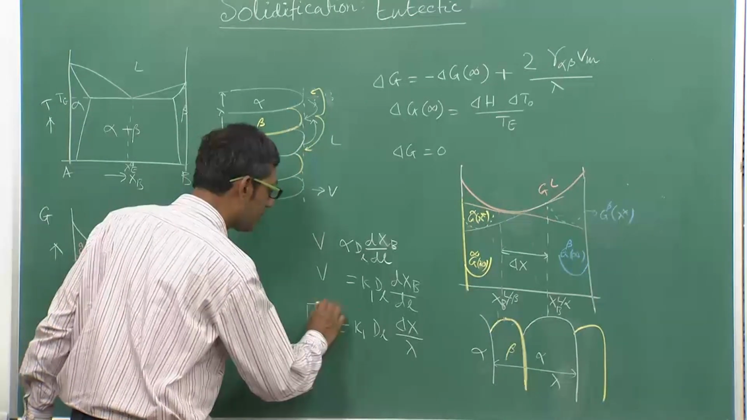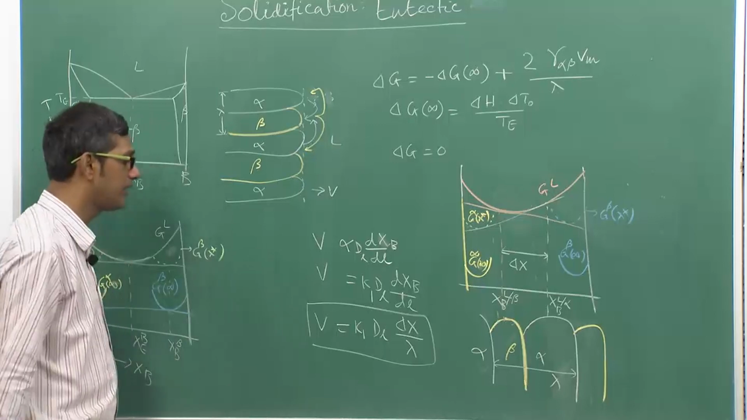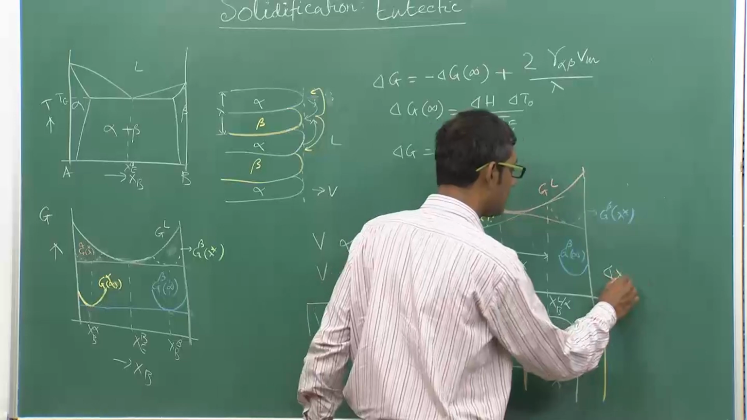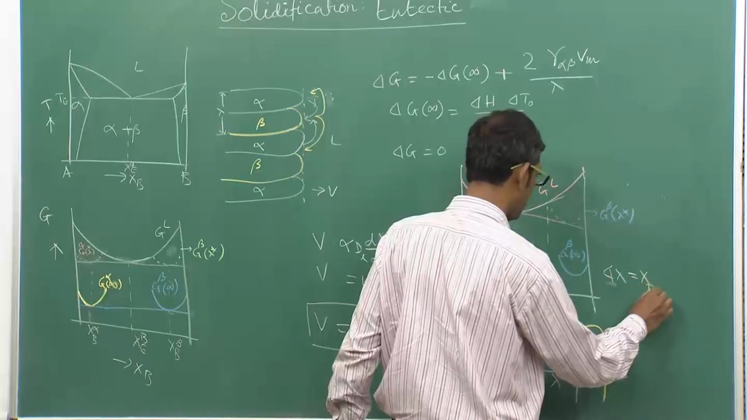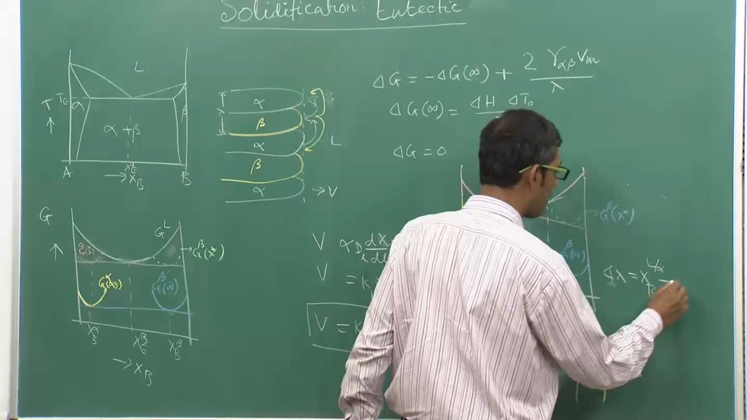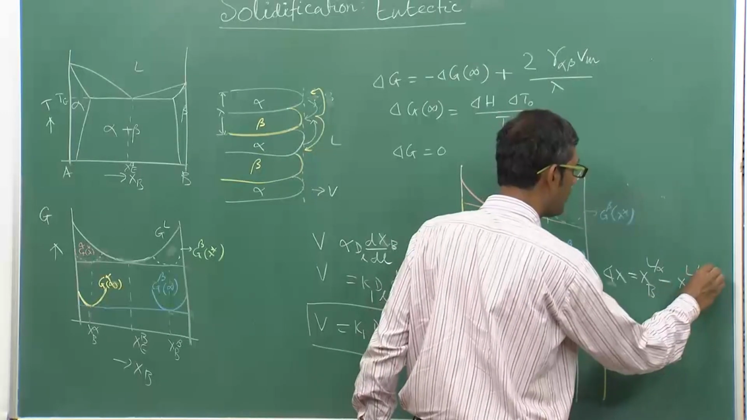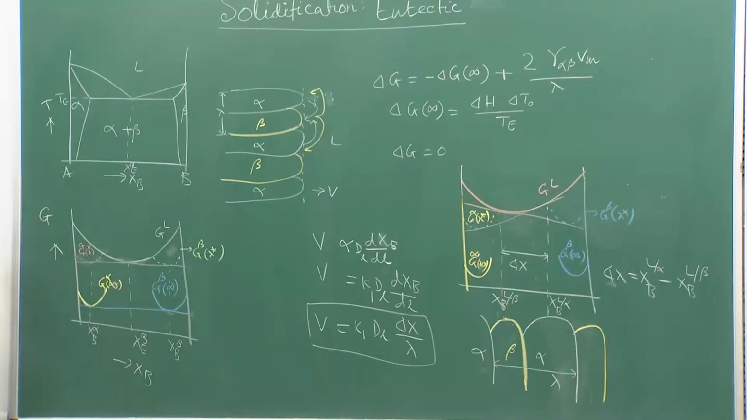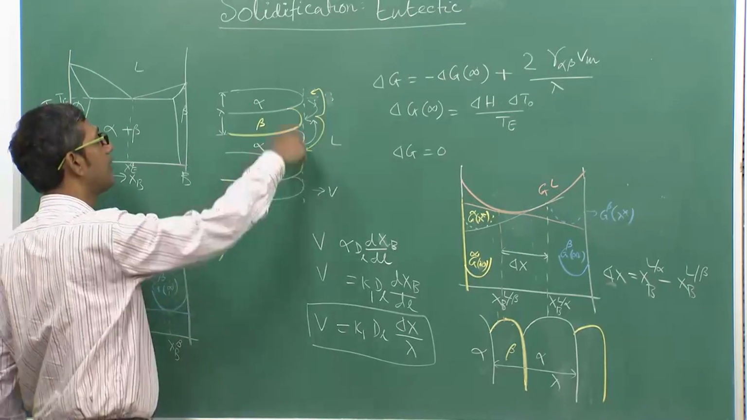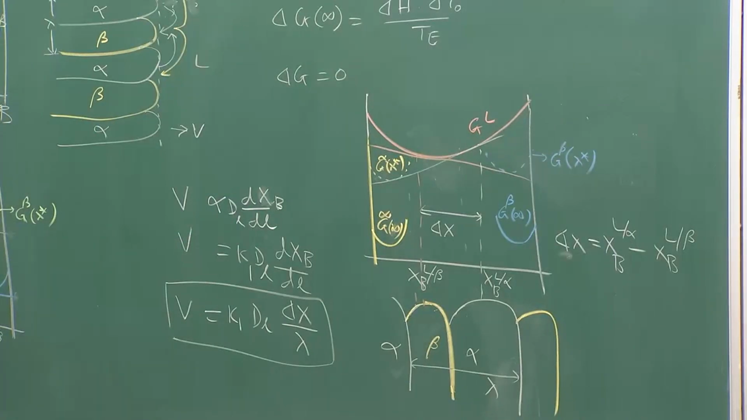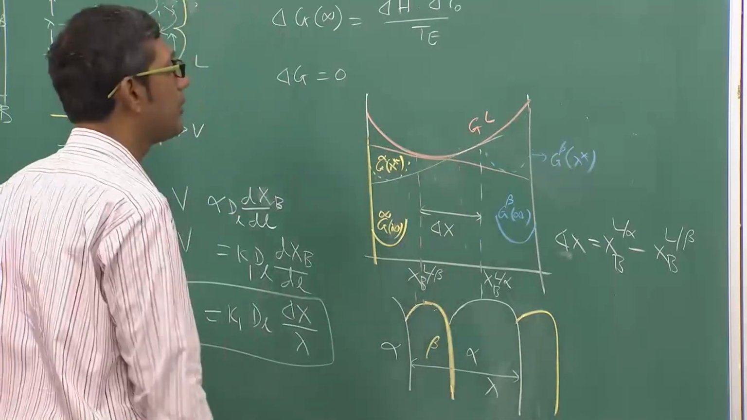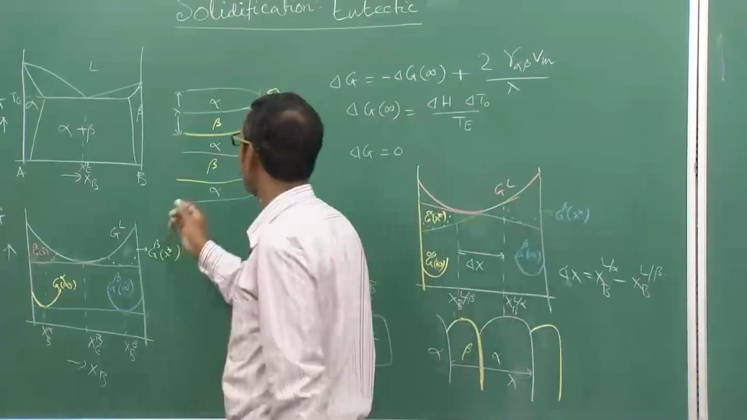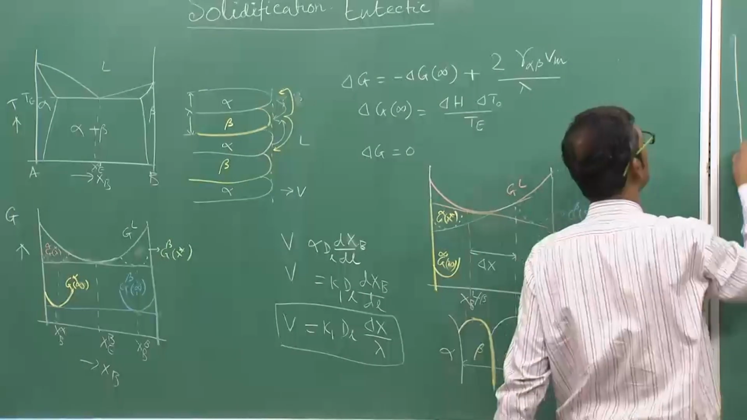So V is equal to a constant K1 multiplied by D_L into delta x by lambda, where delta x is the compositional difference. Delta x is nothing but x liquid-alpha interface minus x liquid-beta interface. That is the compositional difference which is driving the diffusion to happen sideways. Now, as you know from the phase diagram, you can actually do that. Let me draw only the important part of the phase diagram.